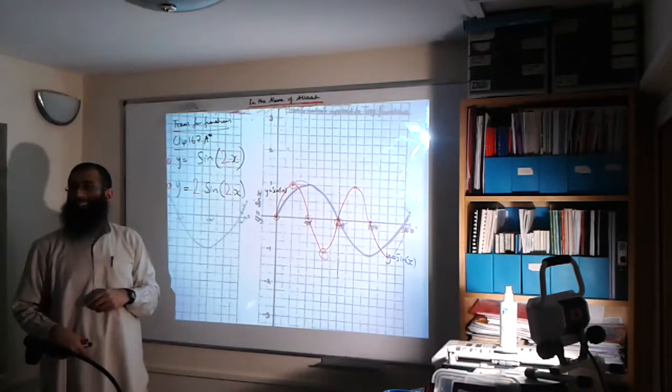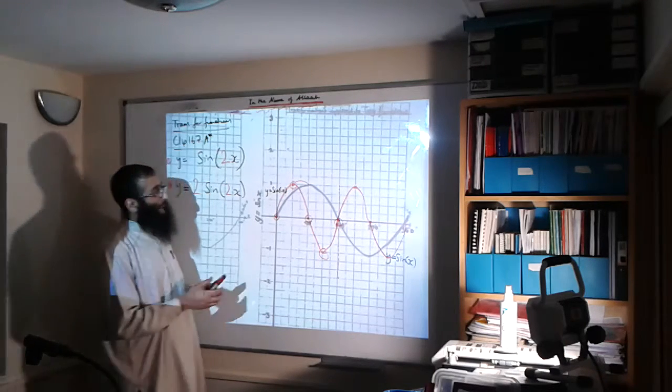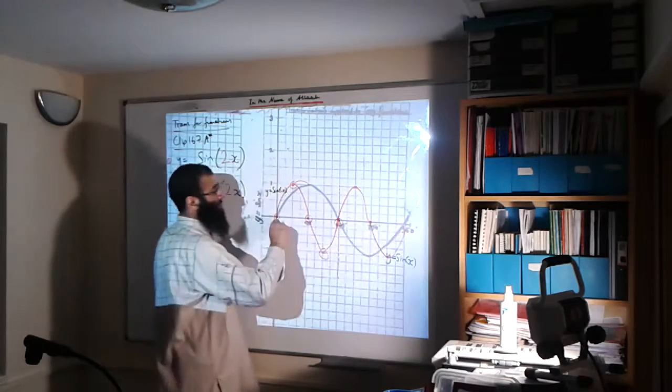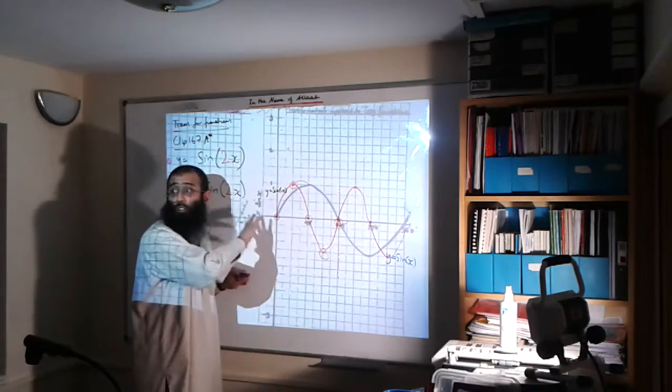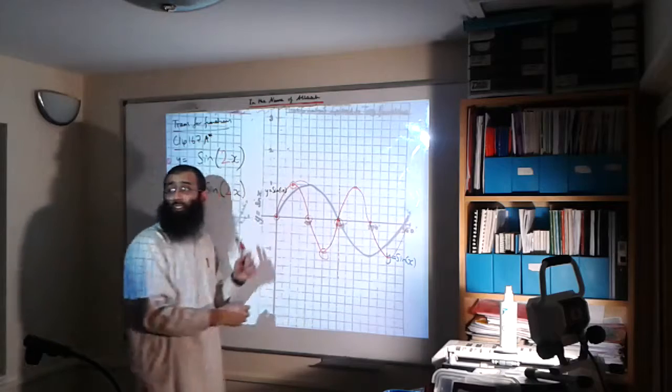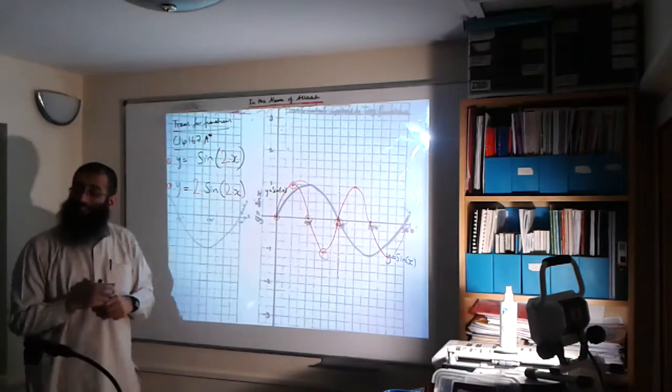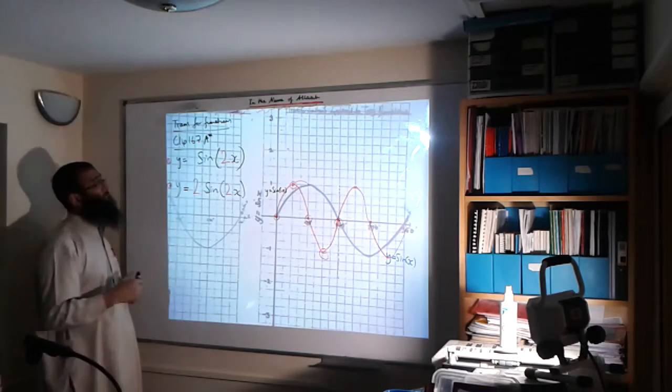Half a cycle. From here to there, you just get basically the top loop. Just that half will be stretched out. So now you're pulling it out. Okay, so that's how we get a half in there.